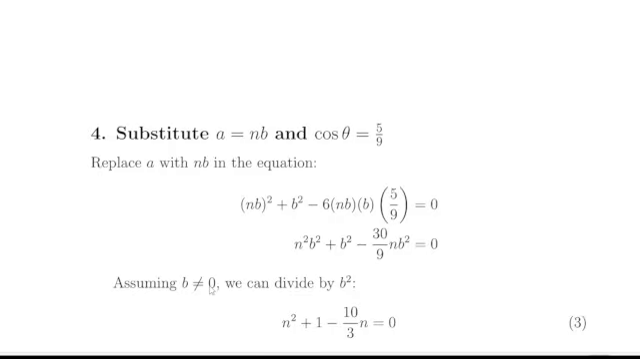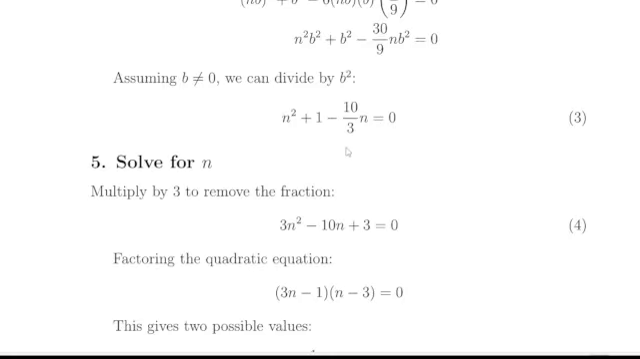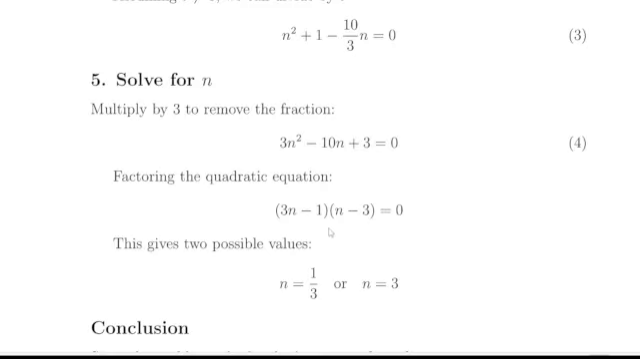Now here we're going to assume that b does not equal 0. So in other words, b is not going to be the 0 vector. So that means we can divide both sides by b squared to get n squared plus 1 minus 10 over 3 times n is equal to 0. Multiply both sides by 3. Factor it into 3n minus 1 and n minus 3. Set each factor equal to 0 to get n is 1/3 and n is 3.